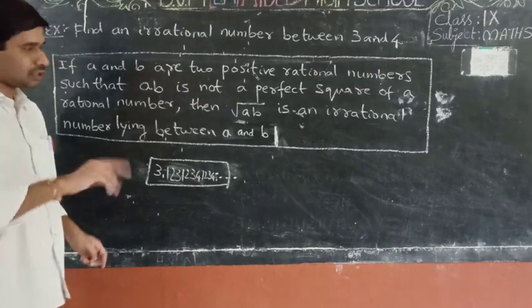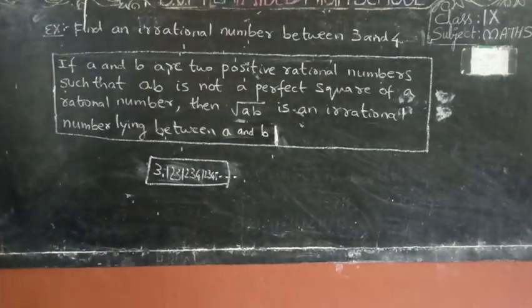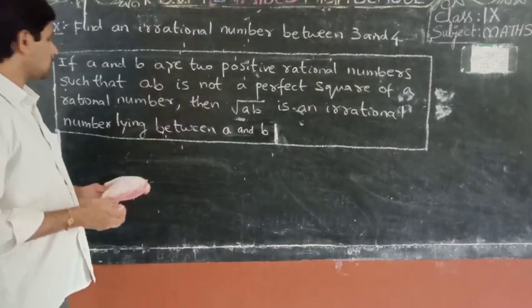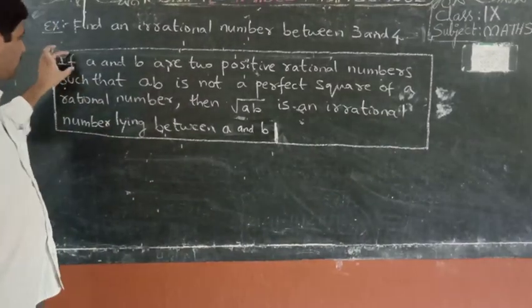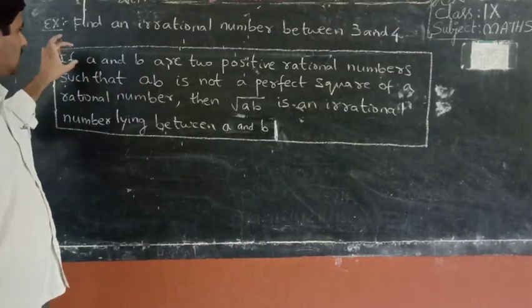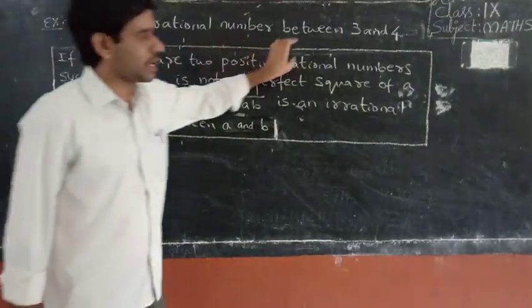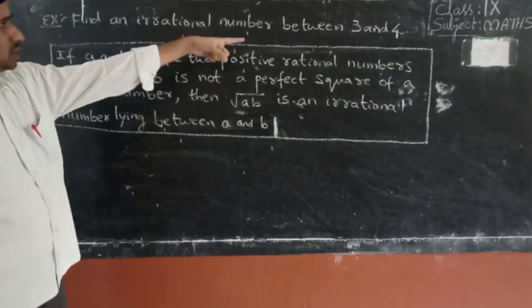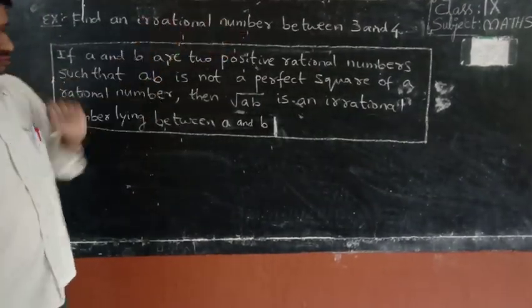Now, another method to find an irrational number between two rational numbers. There is a process. If A and B, that is A is a rational number, B is a rational number, A and B are two positive rational numbers. Here in the place of A there is 3, in the place of B there is 4.